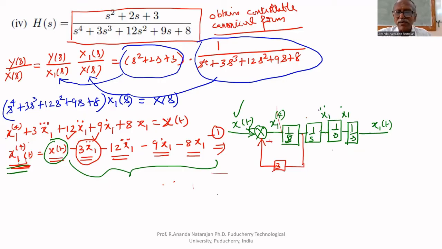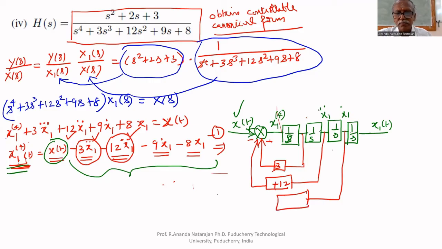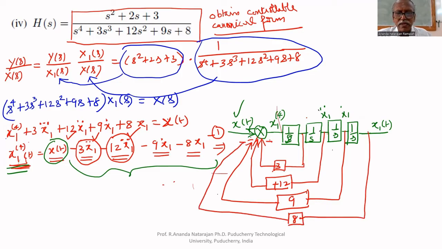Now 12 times the second derivative we have to subtract. That is also subtracted from the summing block. Then 9 times the first derivative: take this, multiply by 9 and subtract. Then take 8 times x1, which also has to be subtracted. So all are subtracted from the summing junction, and you get x1(t).